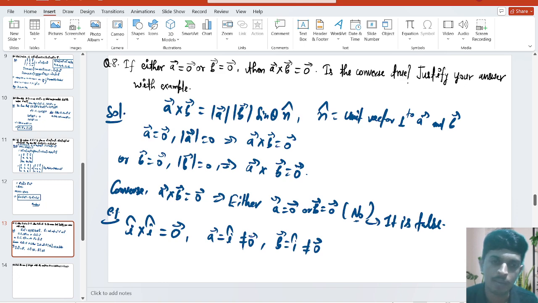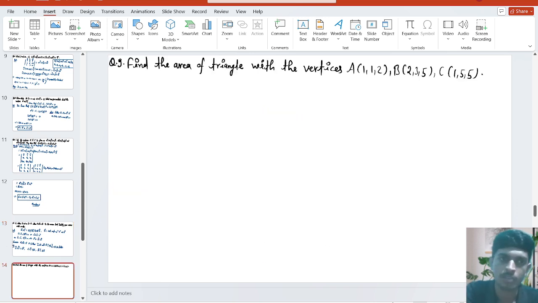An example is to take any two equal vectors or any two collinear vectors. If you take any collinear vectors, it is also satisfied. I hope it is clear to you. So coming to the next question.